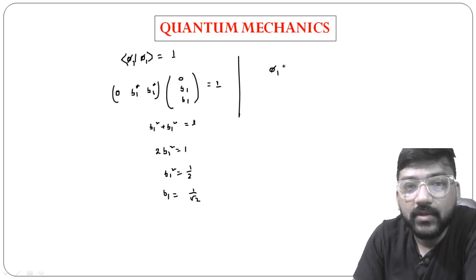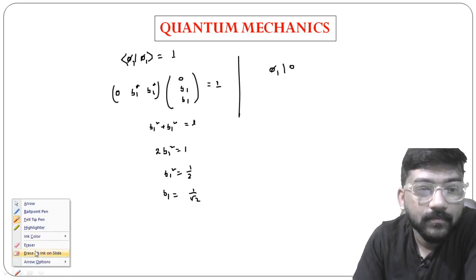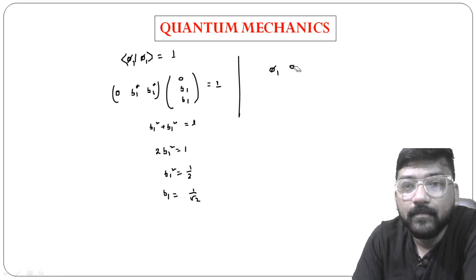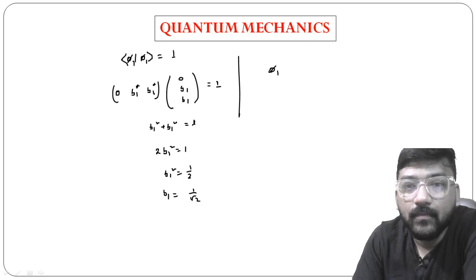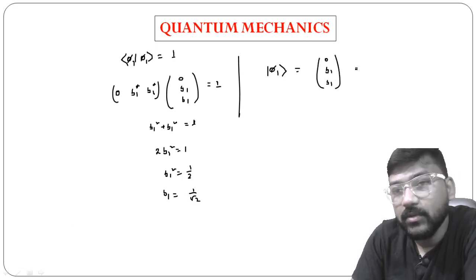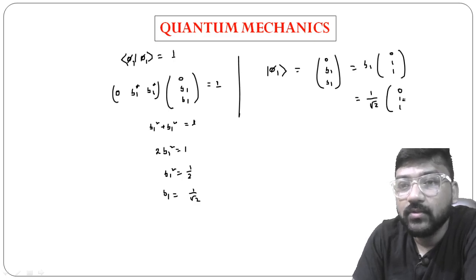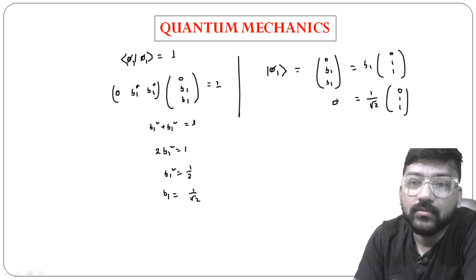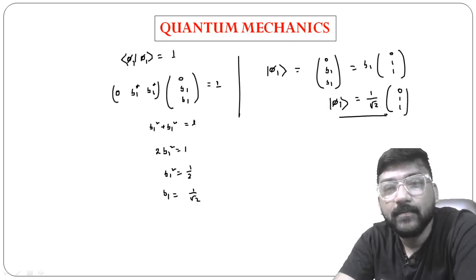So what will be our phi 1? That is nothing but we have 0, b1, b1. Now if you take common b1, then it will be 0, 1, 1. And this b1 is 1 by root 2. So it will be 1 by root 2 times 0, 1, 1. So this is our phi 1 corresponding to lambda 1.